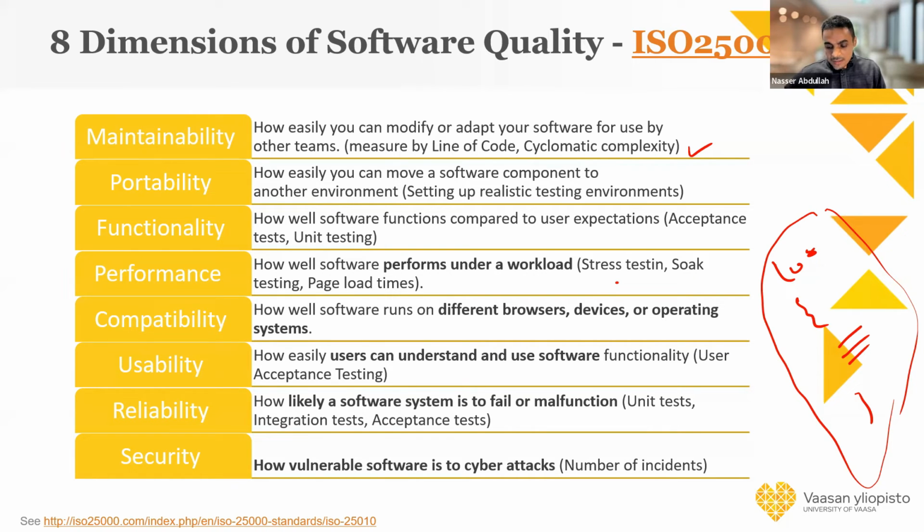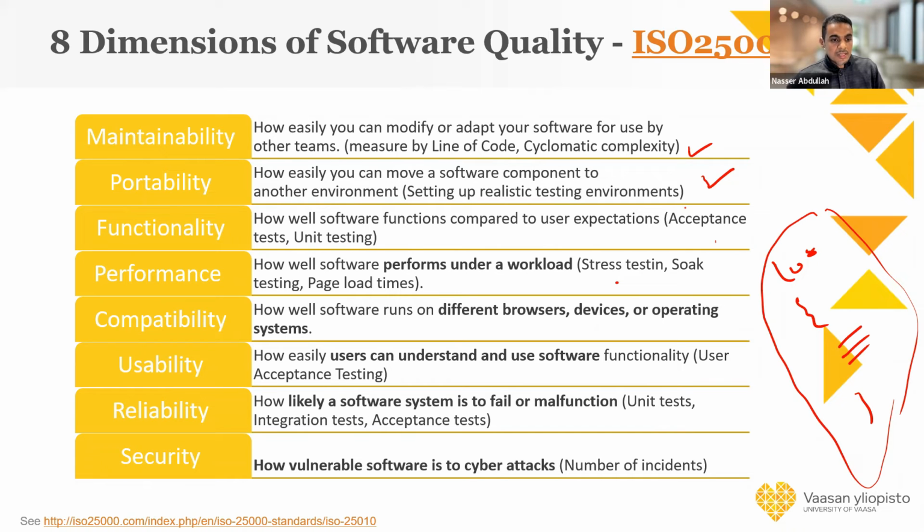The second one is portability. Portability is how easy it is to move your software to other environments. This also can affect the quality. So how to test and measure this? It is just one normal testing, which is, for example, setting up realistic testing environments. You design your system on one environment, and you also have to check your system in different environments.